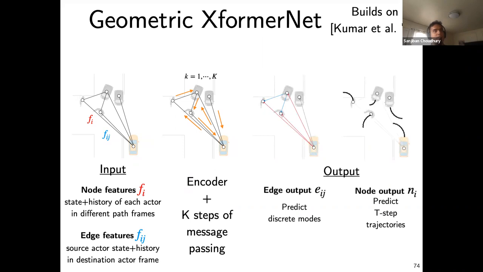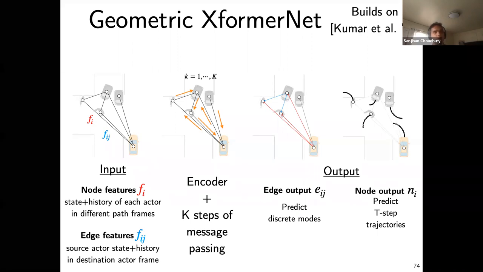And finally, we decode this hidden vector into two outputs. First, we predict discrete modes for each edge, so who yields to whom or not yields. And based on this decoded interaction, we predict T-step trajectories for each node, right? And that's pretty much it.